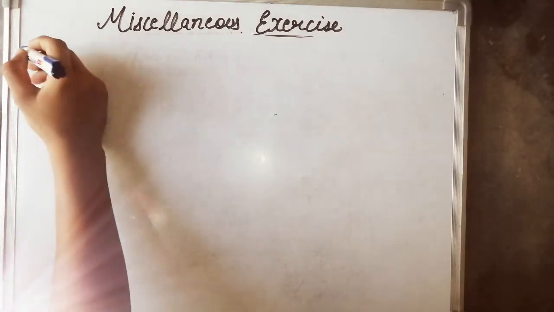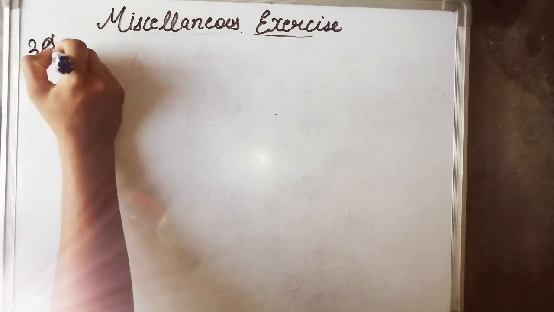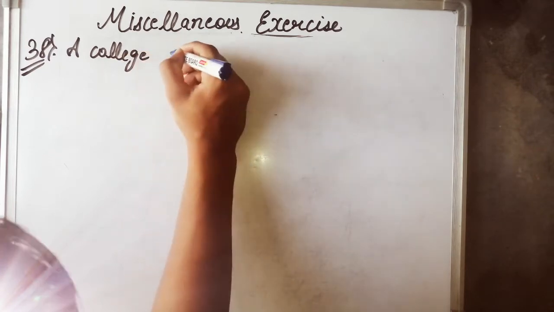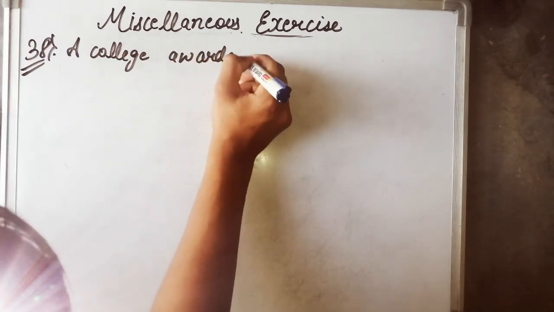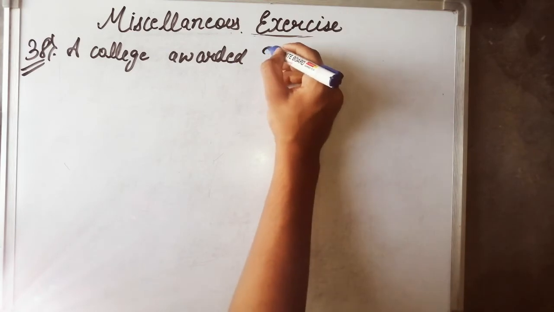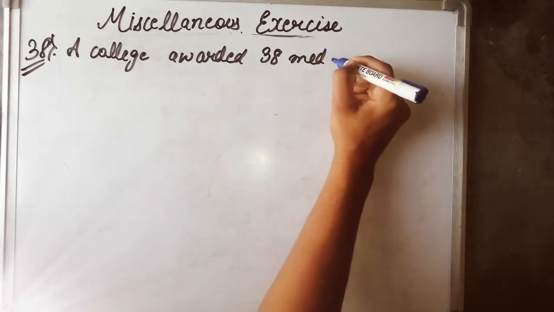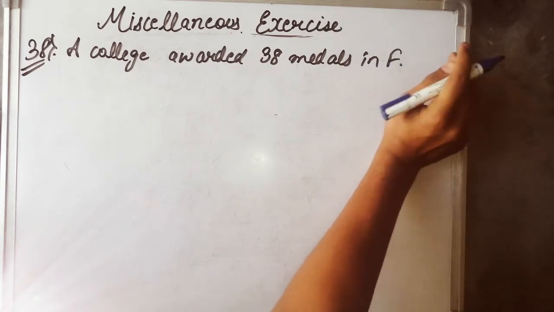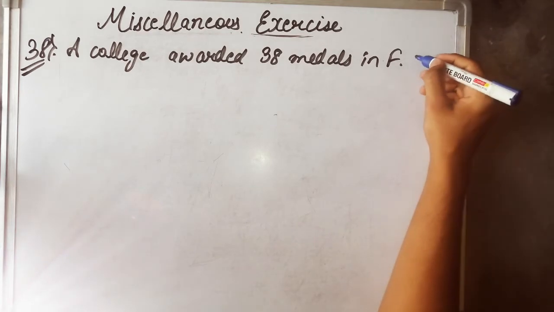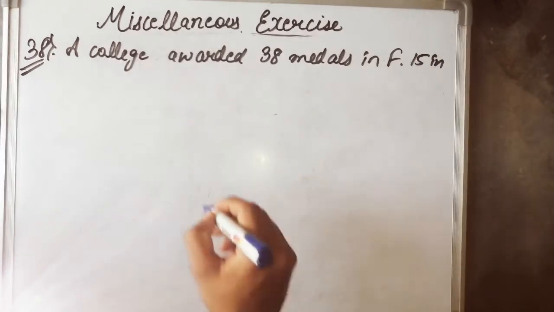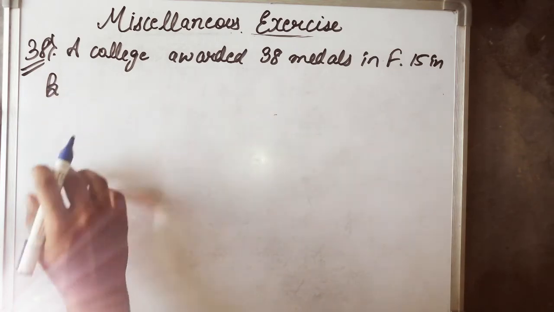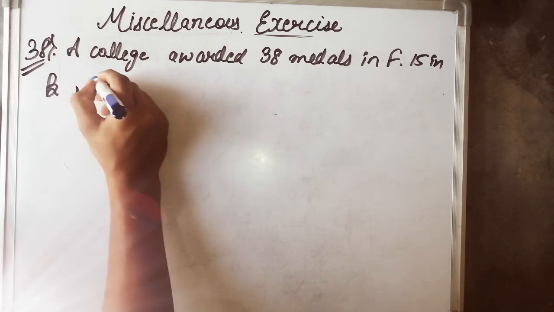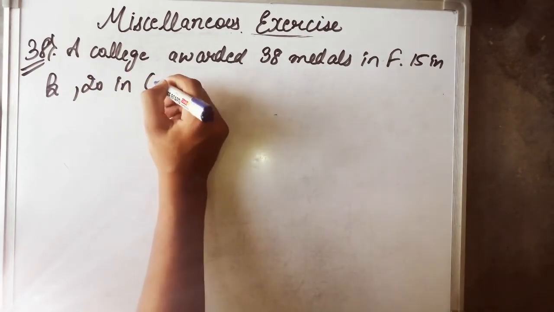Okay, let me write down the statement. A college awarded 38 medals in football, F for football I'm writing, 15 in basketball, B for basketball, because the space is less I'm writing these short forms, and 20 in cricket, C for cricket.